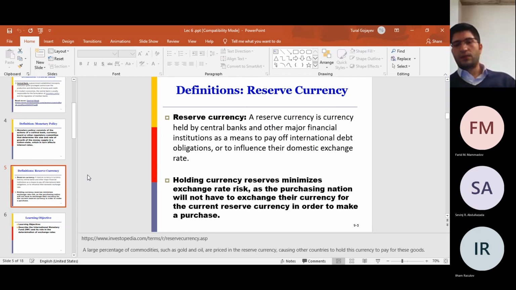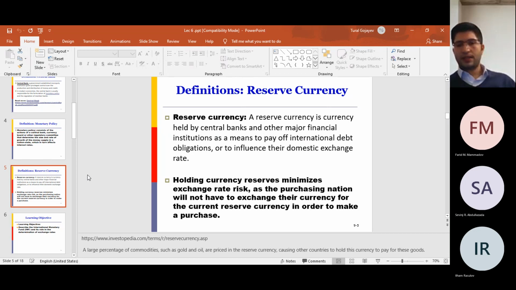Why? By having some reserve currency in dollars, if the country, the government, has enough reserve currency, then when it is needed because of some of their obligations, they will not need to exchange their domestic currency to, for example, dollars or some other international currencies, foreign currencies.